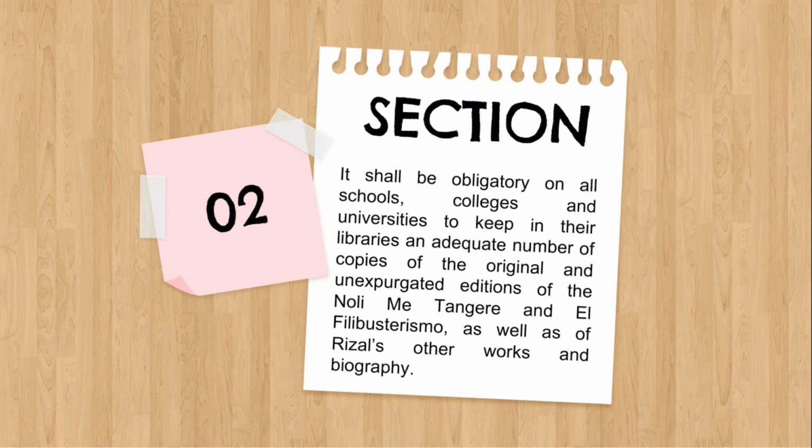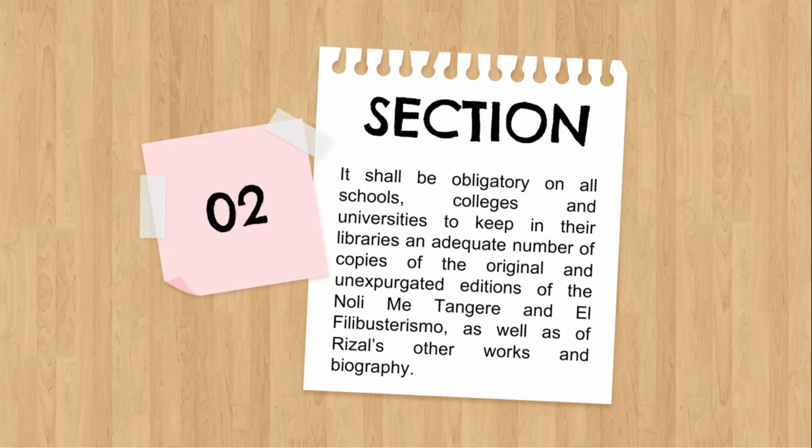Now, let's proceed with Section 2. It shall be obligatory in all schools, colleges, and universities to keep in their libraries an adequate number of copies of the original and unexpurgated editions of the Noli Me Tangere and El Filibusterismo, as well as of Rizal's other works and biography. So Section 2 talks about the requirement for the colleges and universities to have sufficient and unexpurgated copies of Rizal's works and writings, especially his novels Noli Me Tangere and El Filibusterismo, in their respective libraries.